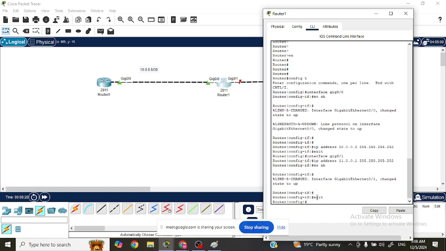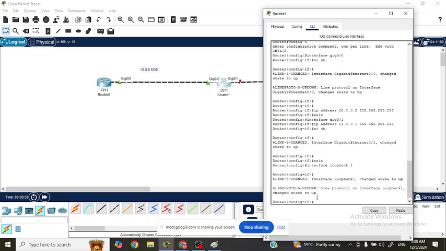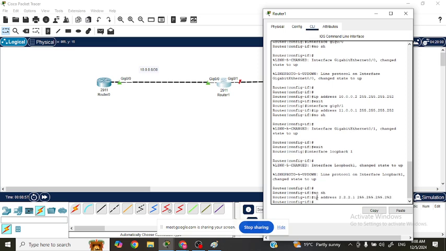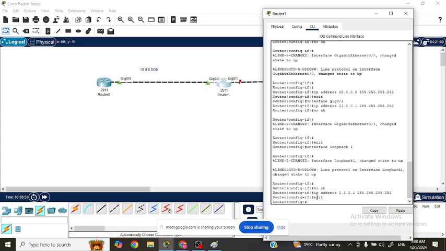Let's suppose we are configuring a loopback address also here. Interface loopback 1 and no sh, IP address 2.2.2.1 and its subnet mask is 255.255.255.252. Exit.